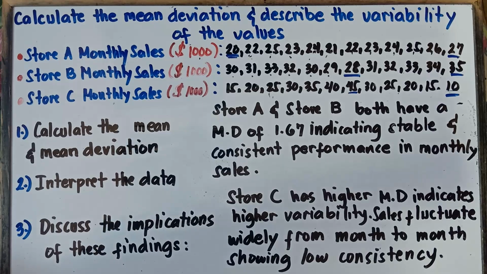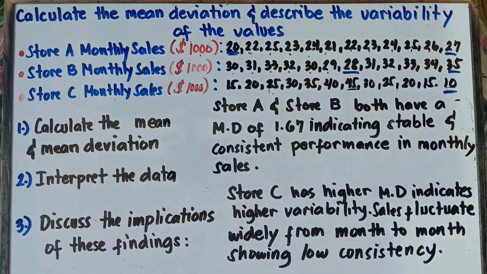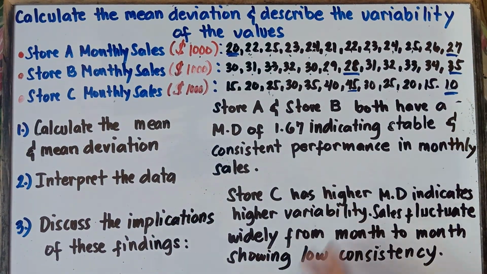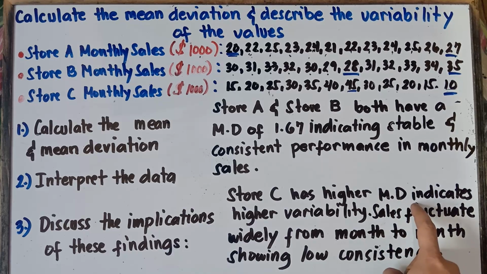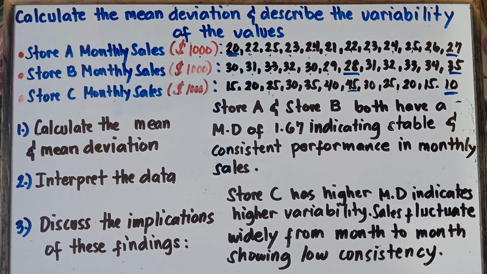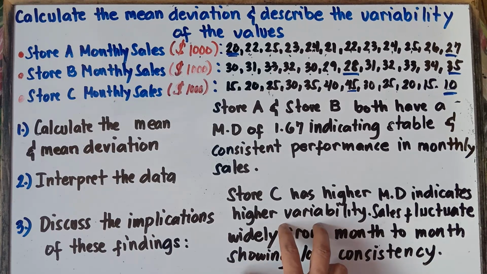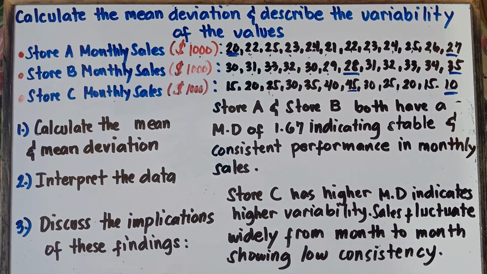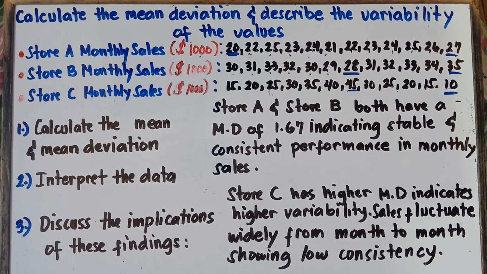Alright, so this will be our interpretation of data with regards to the mean deviation. For store A and store B, both have the mean deviation of 1.67. They have the same mean deviation, indicating stable and consistent performance in monthly sales. And then store C has higher mean deviation, which indicates higher variability. Once again, because of higher variability, the data is widely spread from the mean. Sales fluctuate widely from month to month, showing low consistency. That's it, class, for number 2.